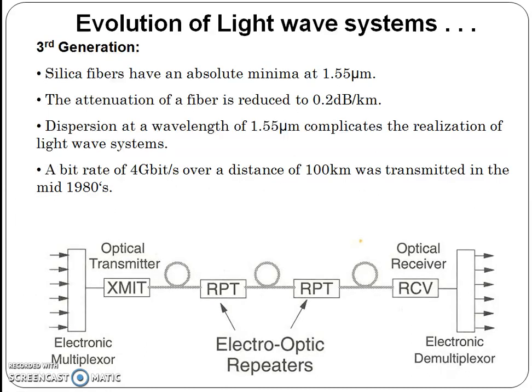Then next comes third generation of light wave systems. Silica fibers have an absolute minima at 1.55 micrometer. The attenuation of a fiber is reduced to 0.2 dB per kilometer. Dispersion at wavelength of 1.55 micrometer complicates the realization of light wave systems. A bitrate of 4 gigabits per second over a distance of 100 km was transmitted in the mid-1980s.